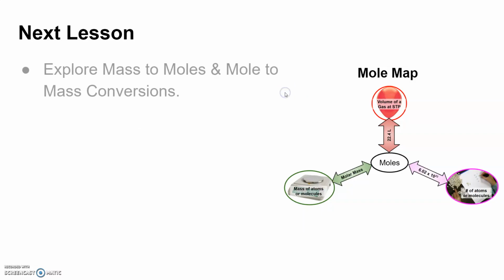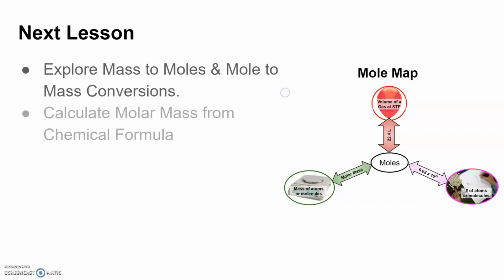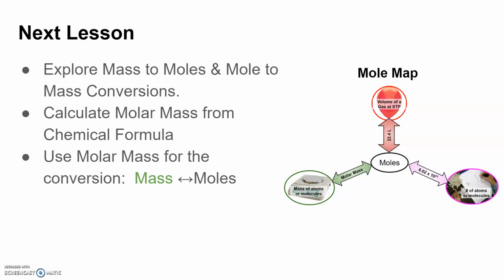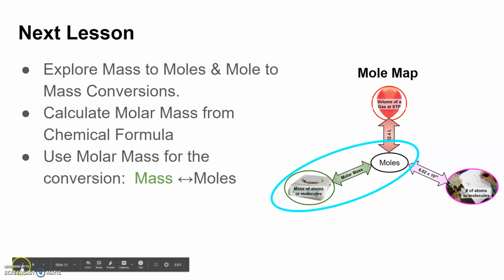Now, in the next class, what we're going to begin to do is explore mass to moles and moles to mass conversions. And in order to do that, we need to learn how to calculate what's known as the molar mass from the chemical formula. And we're going to use that molar mass for those conversions. So essentially, we're going to be focusing on this section of the mole map.